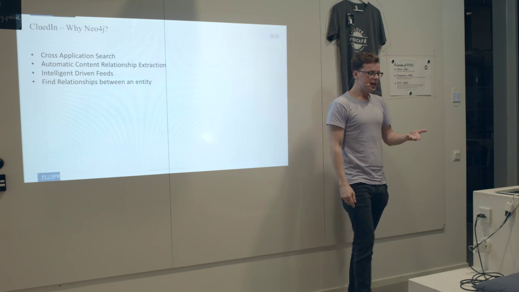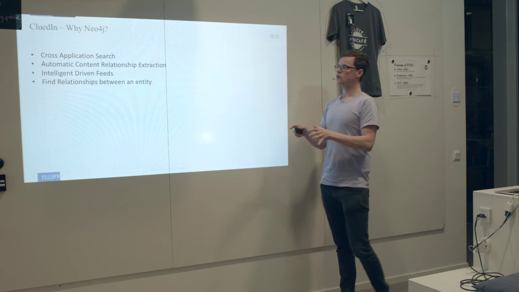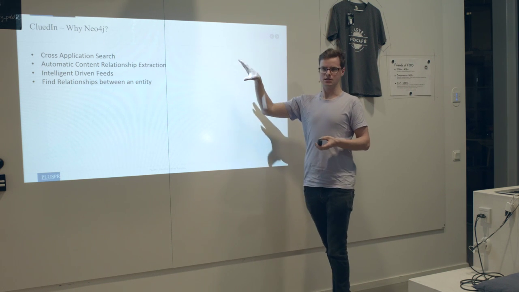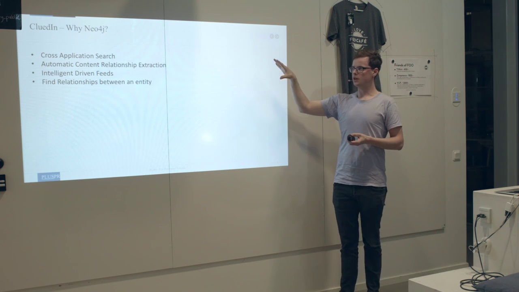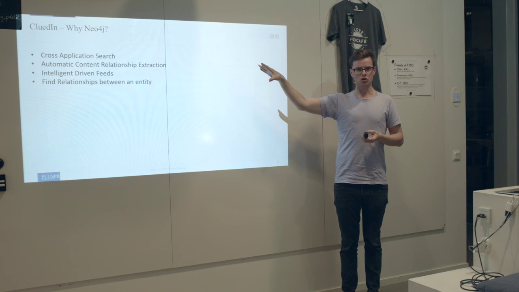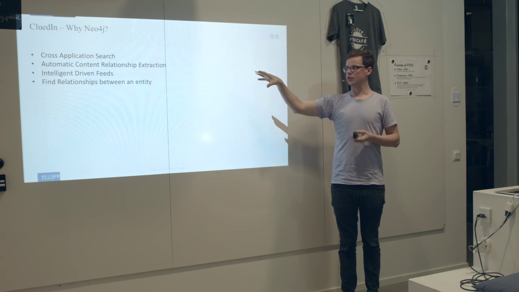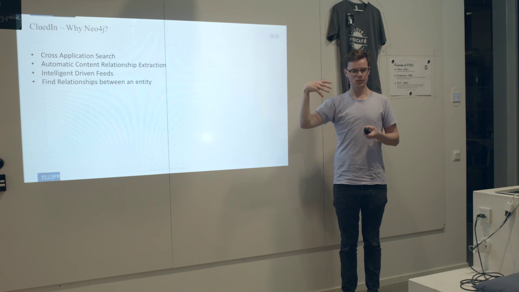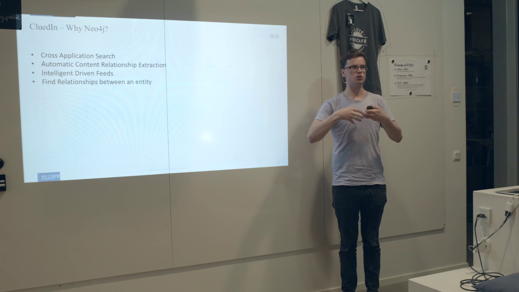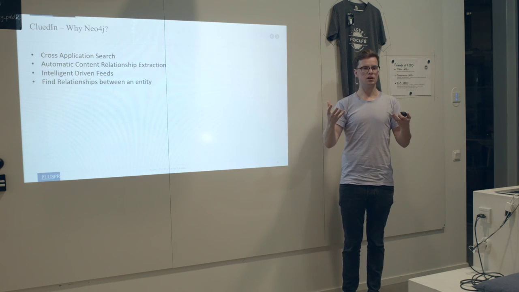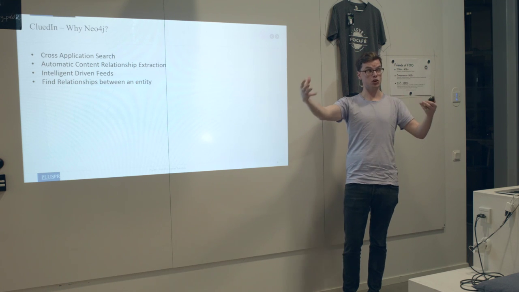So when we came to choose a technology, we had to identify some key things that we were looking for a graph database to solve. Cross-application search, so the ability to search through nodes. Automatic content relation extraction, which just means being able to read raw content and try to extract some intelligence out of it. And that intelligence would typically end up in edges to other nodes.